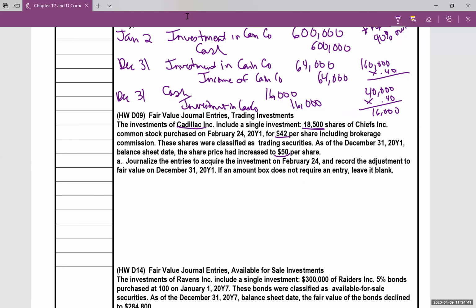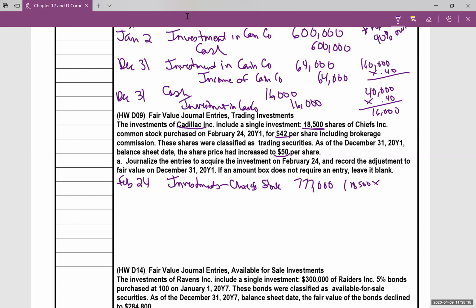Not only when they got the investment on February 24th, but now we have to just record this adjustment to the value because the stock has gone up. So what does this look like? Well, here's the journal entry. February 24th. Investments, and what was that investment in hyphen? It was in Chiefs stock. And they paid $777,000. How did I get that?